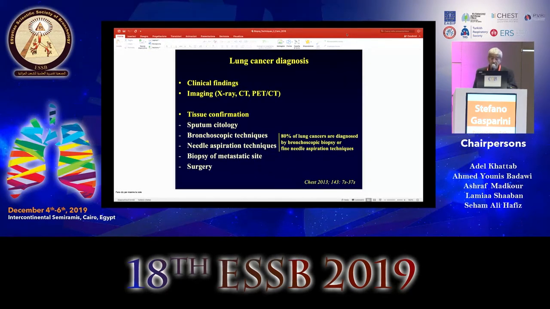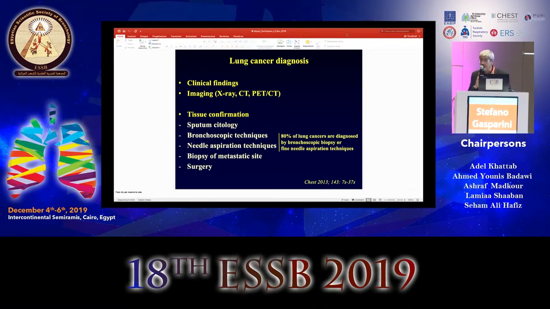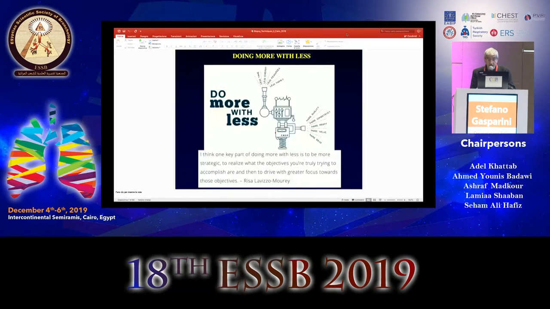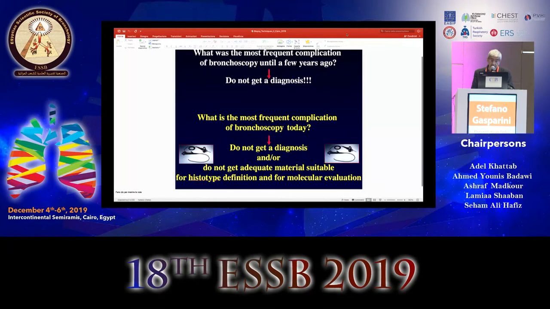But what is the problem? The problem is that in the whole world, 80% of lung cancers are diagnosed just by small biopsy obtained by bronchoscopy or by fine needle aspiration technique. So tissue is the issue, but we have techniques to diagnose lung cancer that allow us to get not much tissue. What can we do? We can do more with less. We can do a lot of things with our small biopsy or with our needle aspiration material. And this is the challenge that the modern bronchoscopist has.